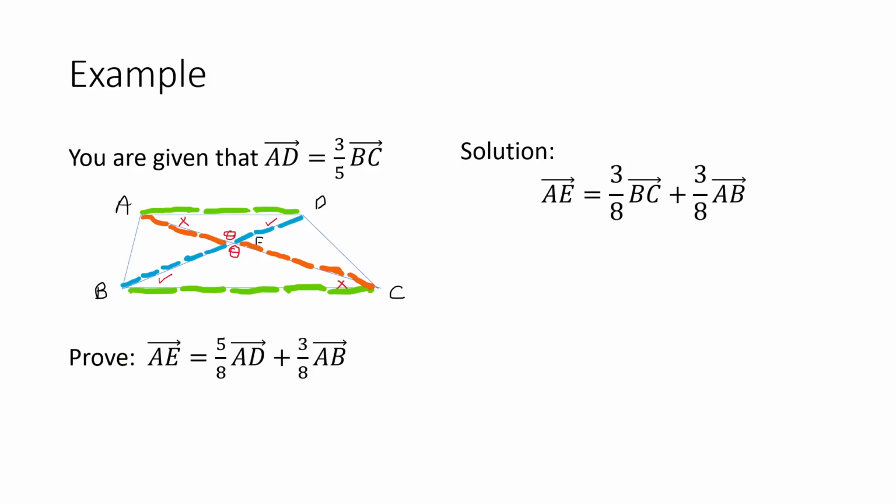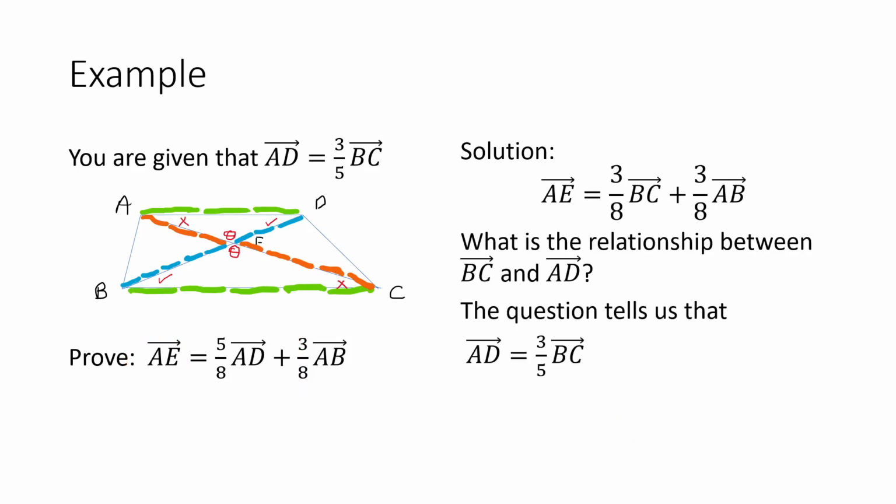How are we going to do that? Well, let's think about the relationship between BC and AD. The question tells us that AD is 3/5 of BC. It's right in the question. So that means BC must be 5/3 of AD. If AD is 3/5 of BC, then BC is 5/3 of AD. Literally divide both sides by 3/5, or another way of saying that is multiply both sides by 5/3. Okay?